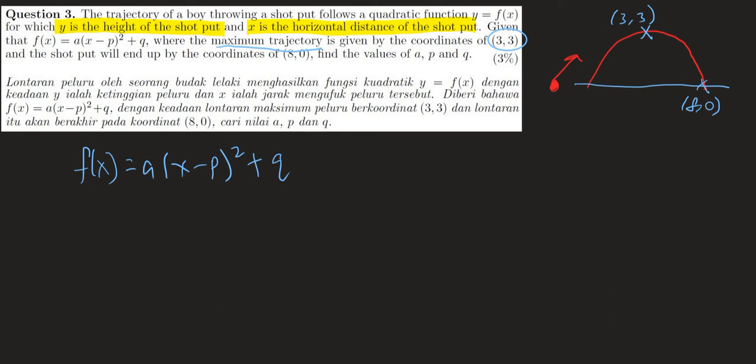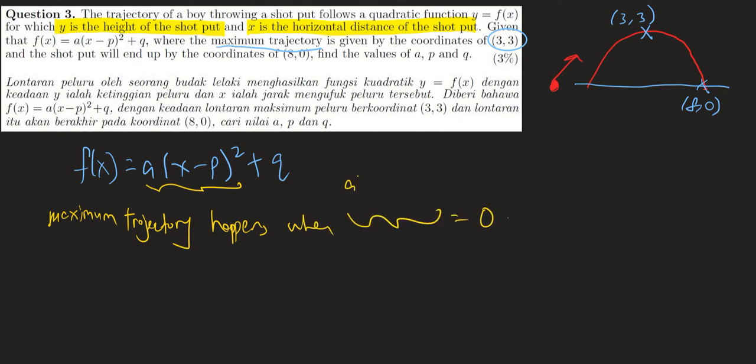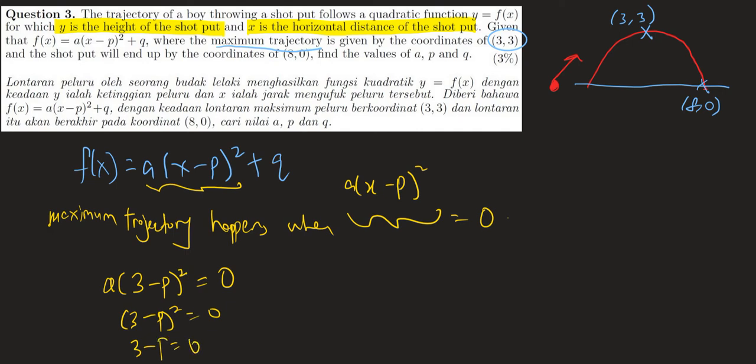For quadratic functions, one thing you must know is that the maximum trajectory, this is for the maximum point, it happens when this part here is equal to 0. That's when maximum or minimum happens. You just make this part equal to 0. So from here we know it happens when x is equal to 3, correct or not? So it means that a(3 minus p) squared, this part is equal to 0. So 3 minus p equals 0. From here I can get my answer. p must be equal to 3. This is the first piece of answer that I get.